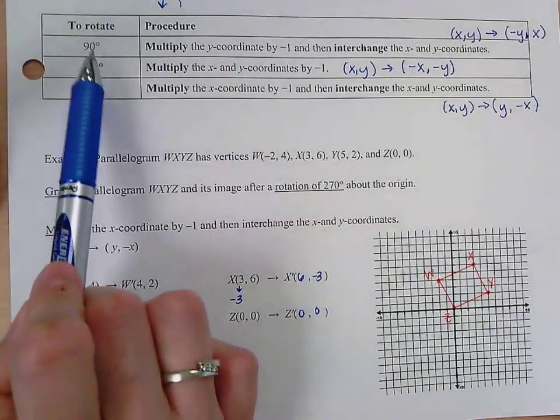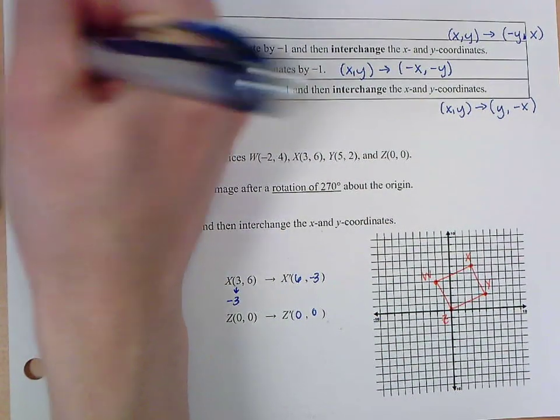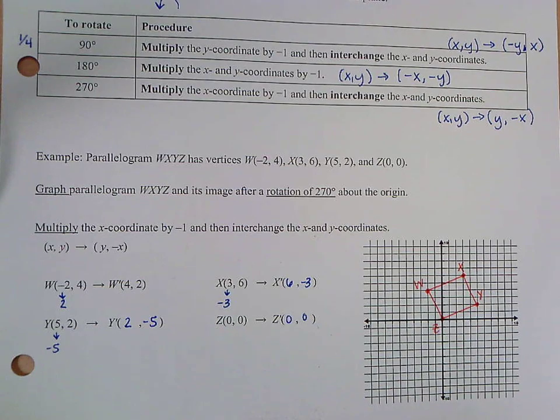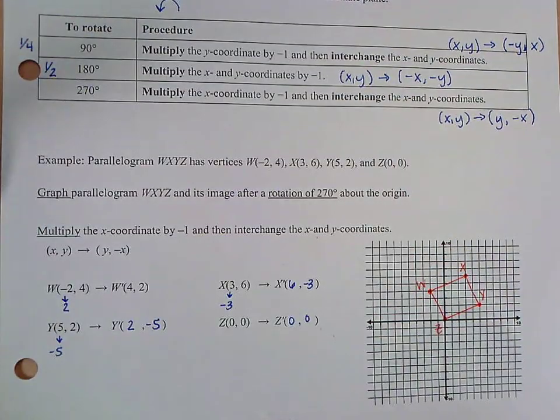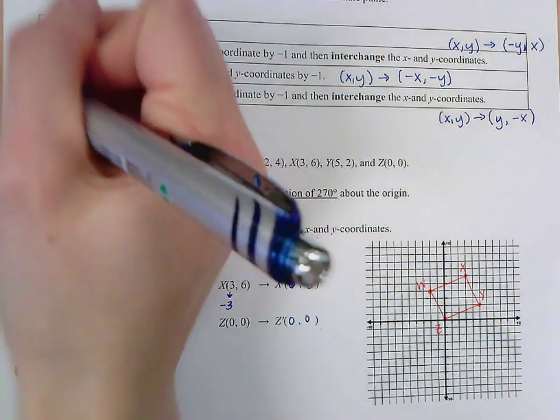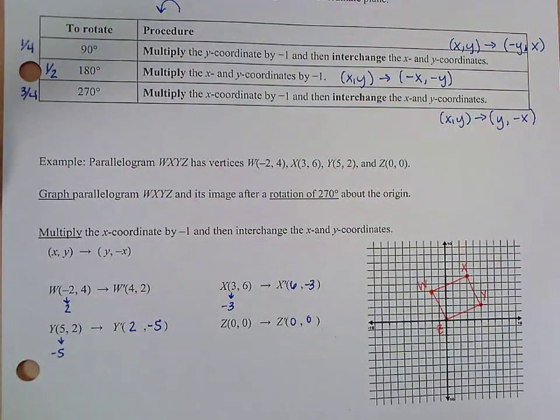So if you rotate 90 degrees, you are rotating a quarter of the way around a circle. If you rotate 180, you are rotating around a semicircle. You're rotating half of the way around a circle. And if you rotate 270, you're rotating 3/4 of the way around a circle. So to put it in perspective, think about where it should end up.